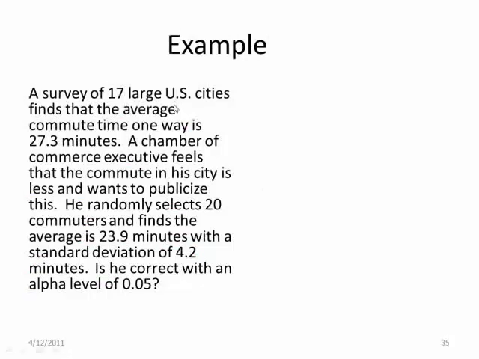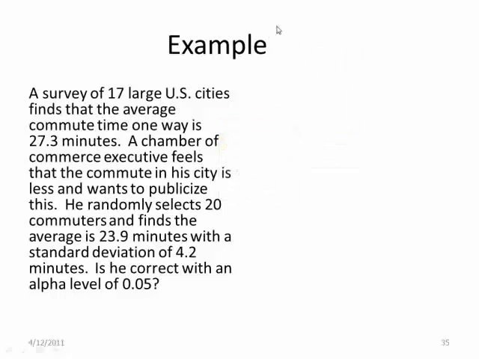A survey of 17 large cities finds that the average commute time one way is 27.3 minutes. A Chamber of Commerce executive feels that his commute in his city is less and wants to publicize this. He randomly selects 20 commuters and finds that the average is 23.9 minutes with a standard deviation of 4.2 minutes. Is he correct with an alpha level of 0.05?